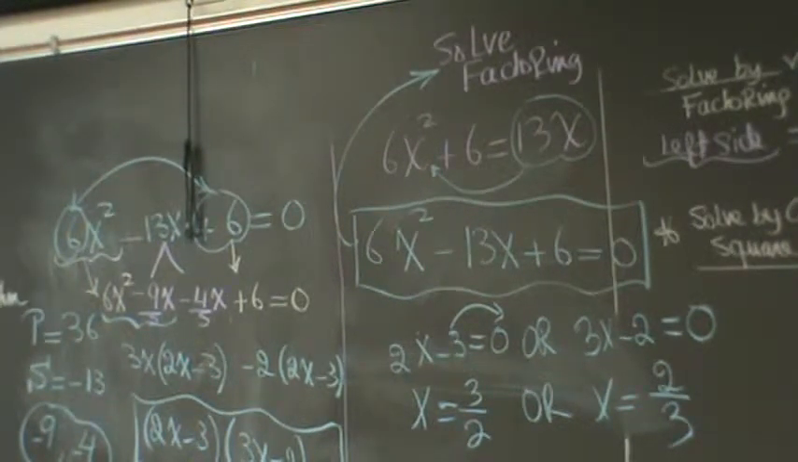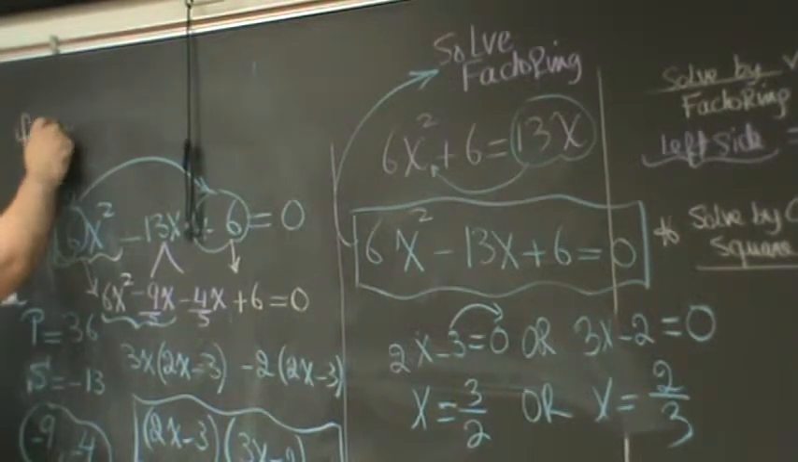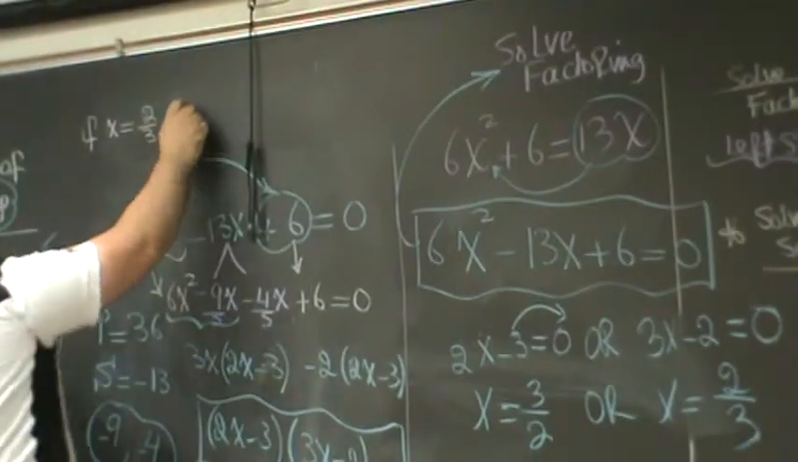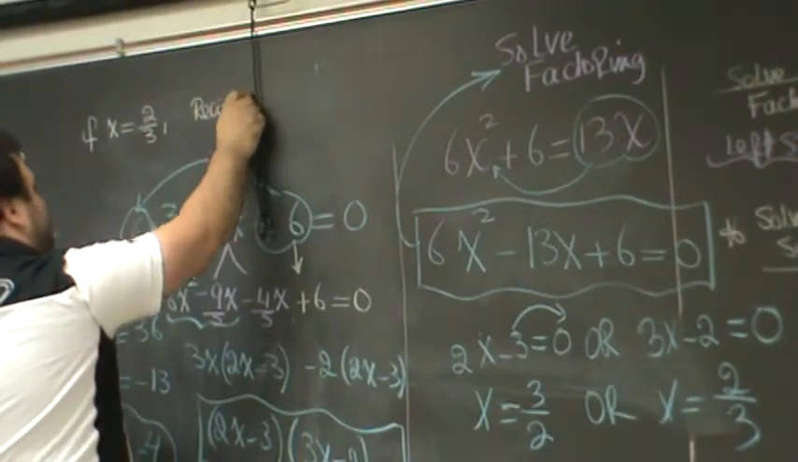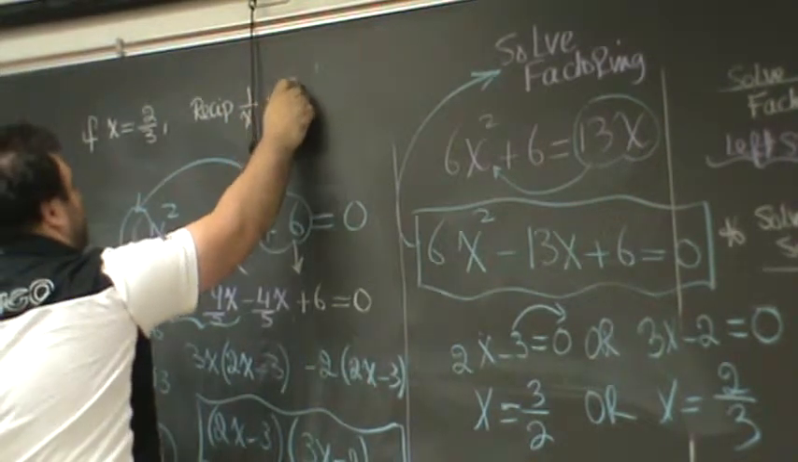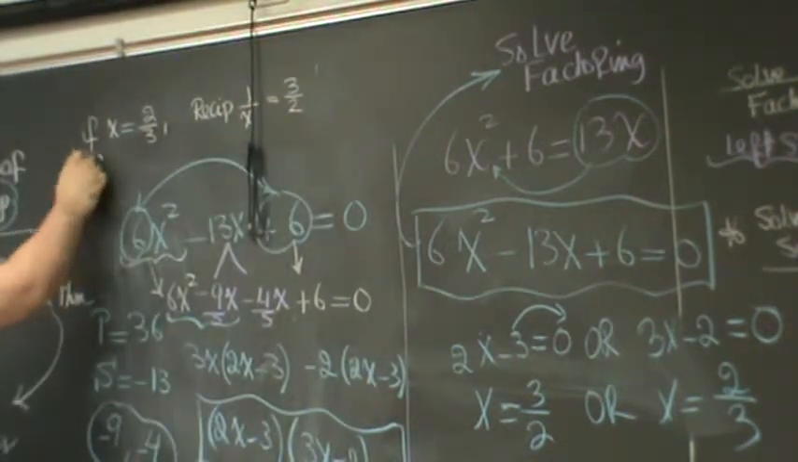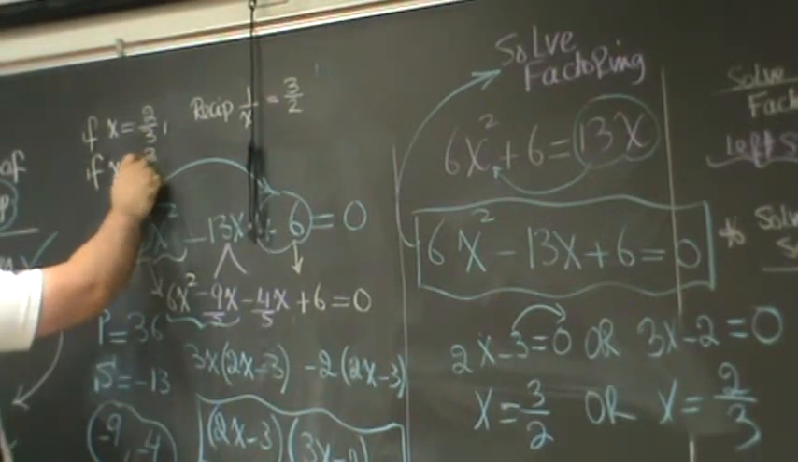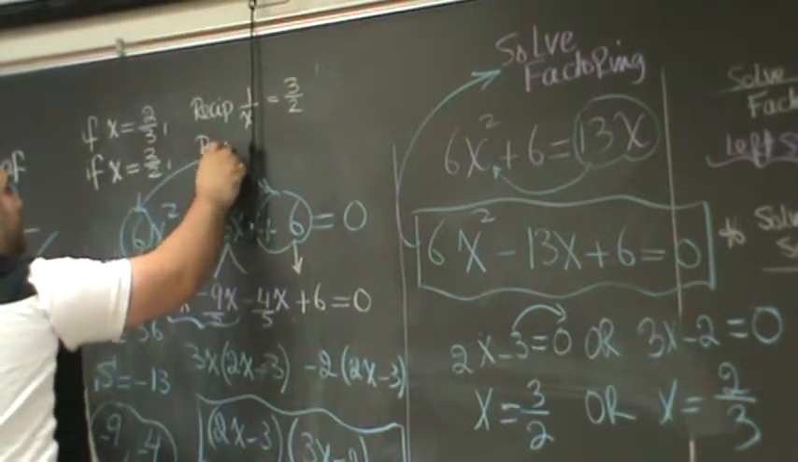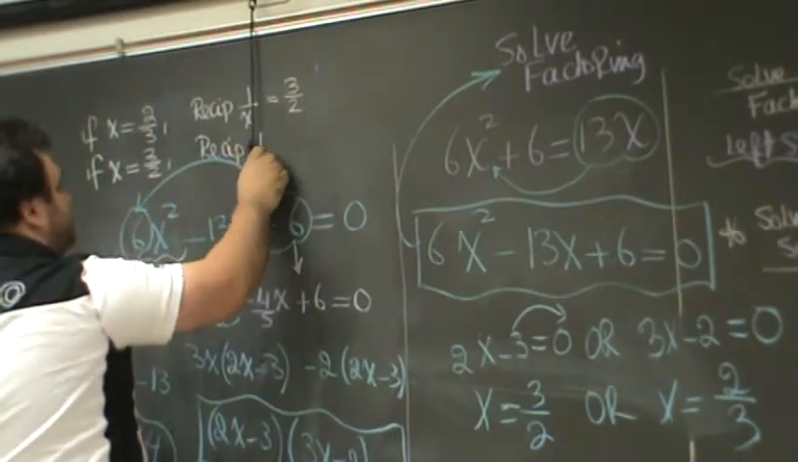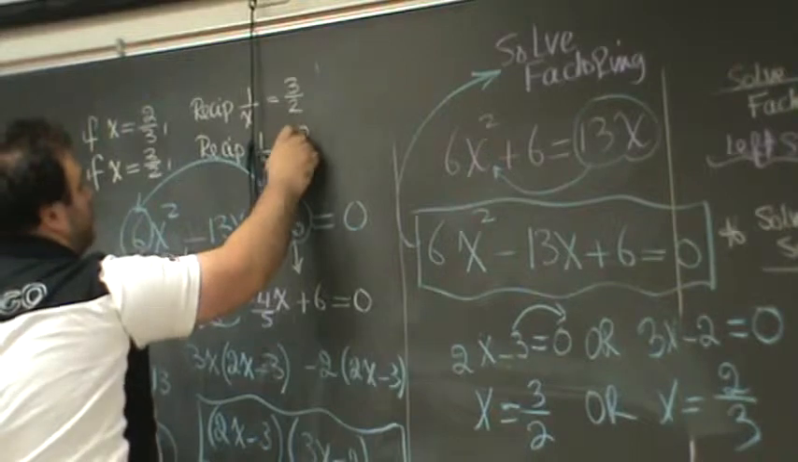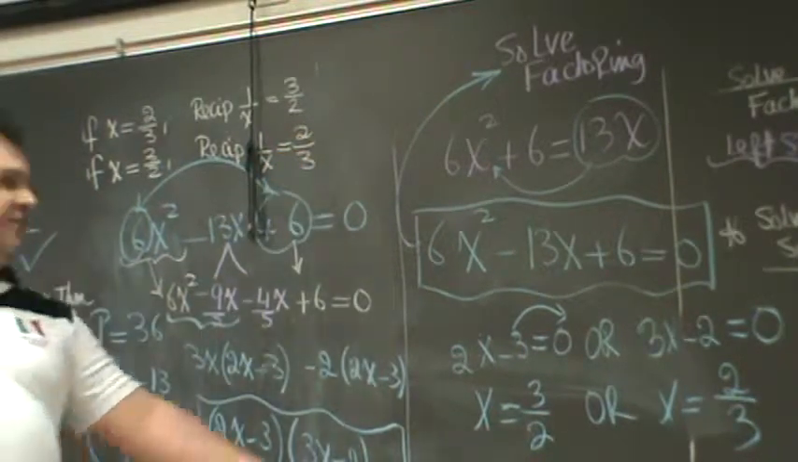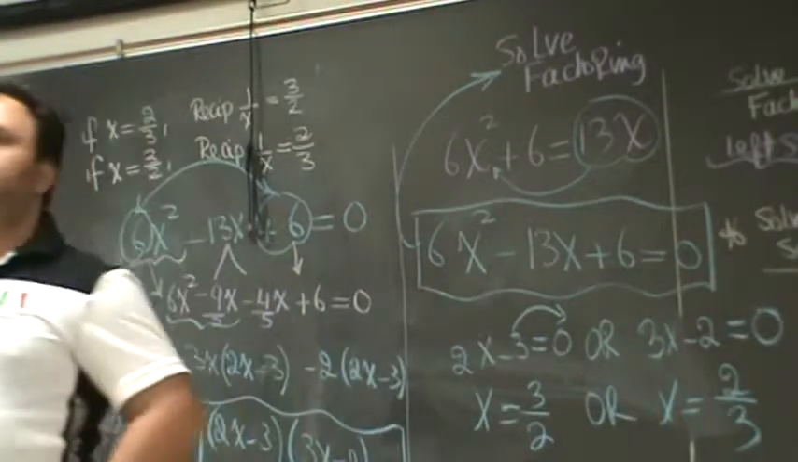What do you notice about those two answers? They are reciprocals, right? You actually have two sets of solutions. What are the two sets of solutions? Well, if x equals 2 over 3, then the reciprocal, which is 1 over x, will be 3 over 2. And if x equals 3 over 2, then your reciprocal, 1 over x, is 2 over 3, which is reflected in the fact that you have two reciprocals as answers, right?